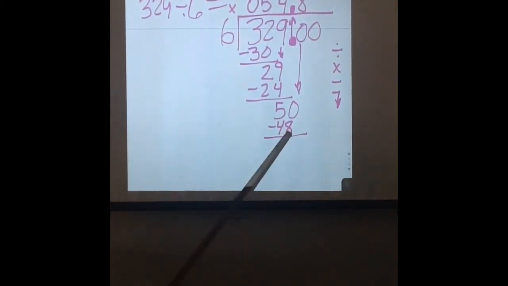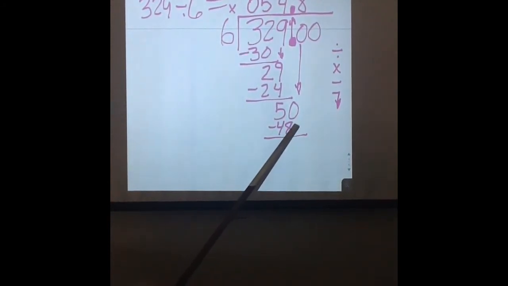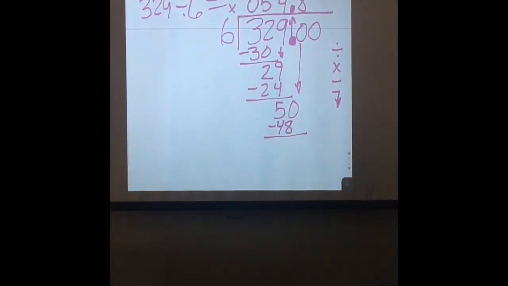Here's my 0. If I have 0 fingers, can I take 8 fingers away from the 0 fingers? No? What do we have to do? I hope you're saying, hey, Mr. McGuire, let's borrow. So let's turn this into a 4, and we're going to make this a 10. Now, if I have 10 fingers up and I take 8 away, how many fingers do I have left? I hope you said you have 2 left, and you would be correct.